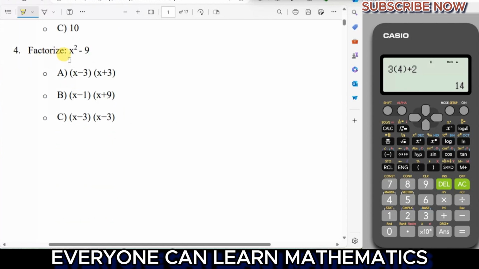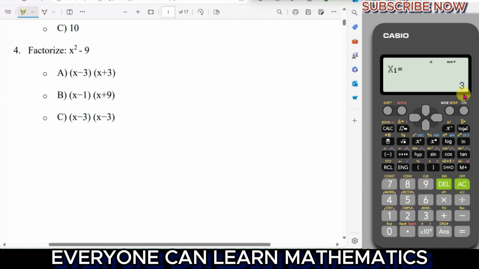Question 4. Factorize x squared minus 9. For this one, you can use the calculator or you can just do the factorization. So we want to look at the factors. If you get the factors, you can know which one it is. Using the calculator, I go to mode, then equations, which is 5, then 3. Type in this equation there. The coefficient of x squared is 1, so you type 1. B is not there, so you put 0. And then negative 9. Press the equal sign.